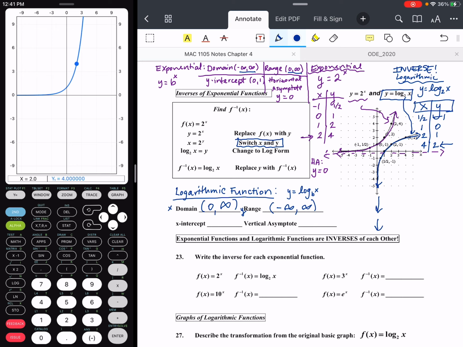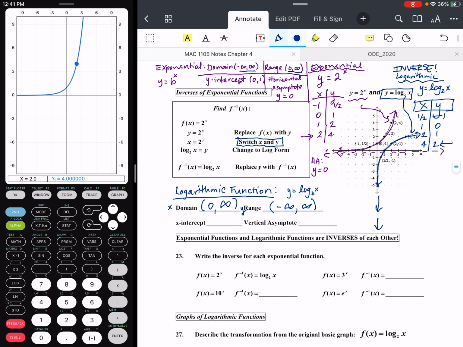All right, before we were talking about the y-intercept for our exponential function. Down here for our log function, we're saying what's the x-intercept? And we can see it's right here at (1, 0). Again, switching the x and y for our intercepts. And instead of having a horizontal asymptote, now we have a vertical asymptote.